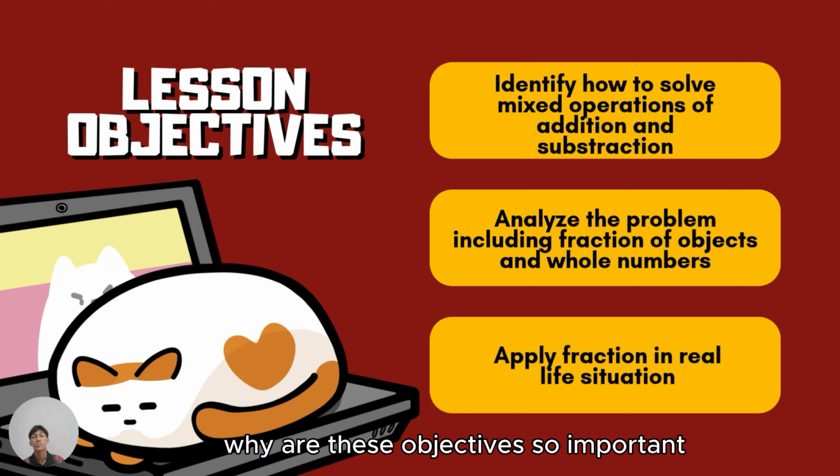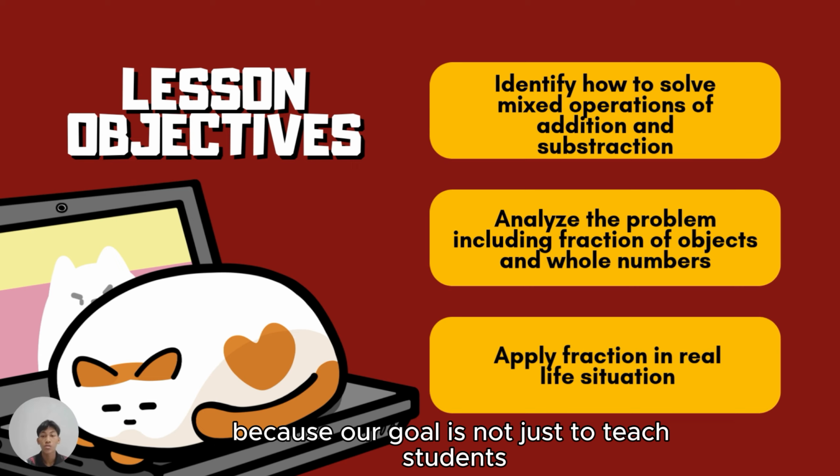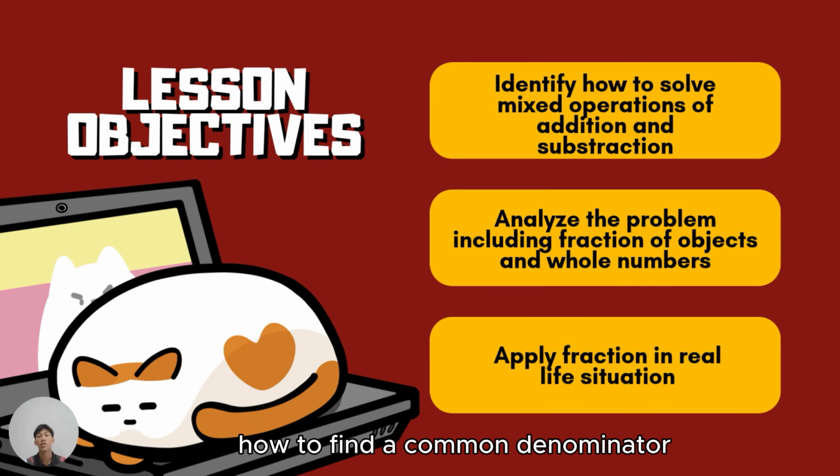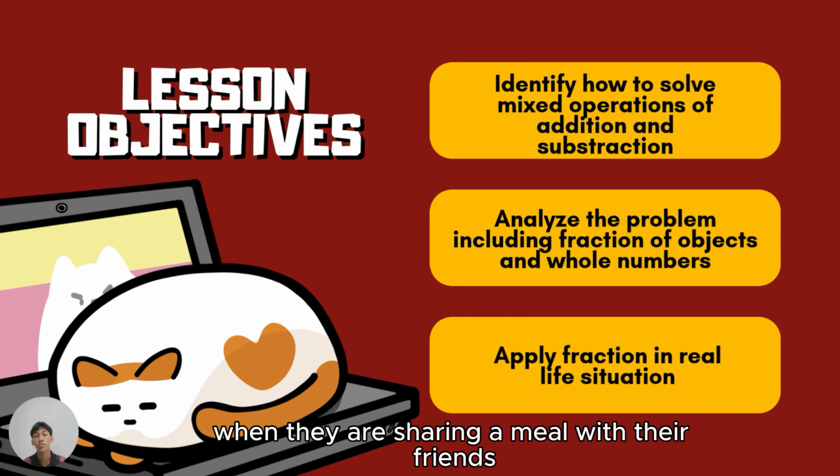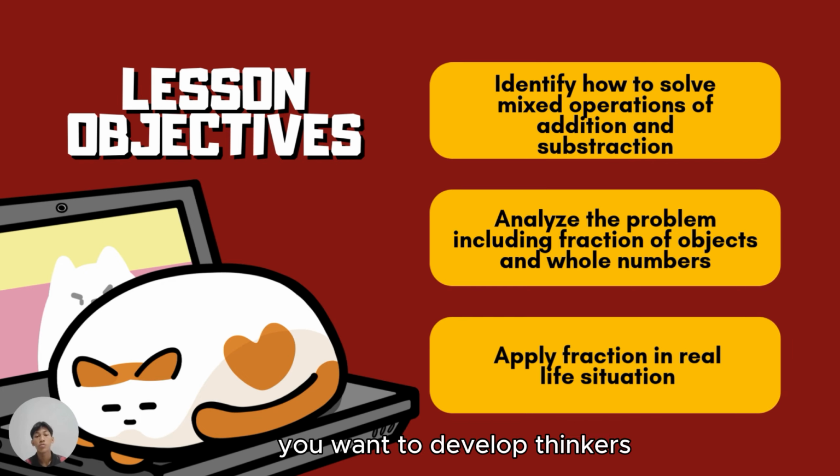Why are these objectives so important? Because our goal is not just to teach students how to find a common denominator, but also to teach them why that denominator matters when they are sharing a meal with their friends. We want to develop thinkers, not just calculators.